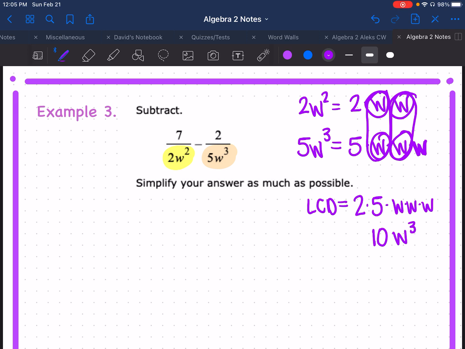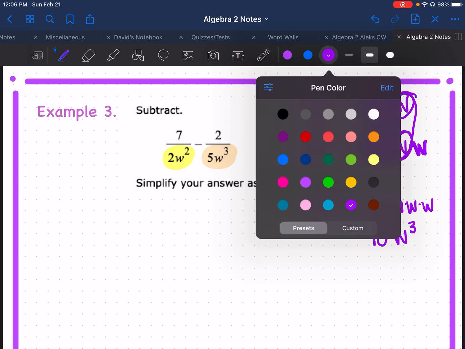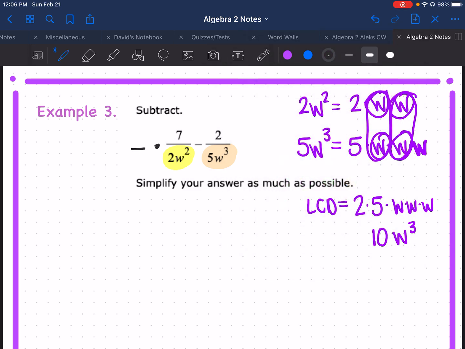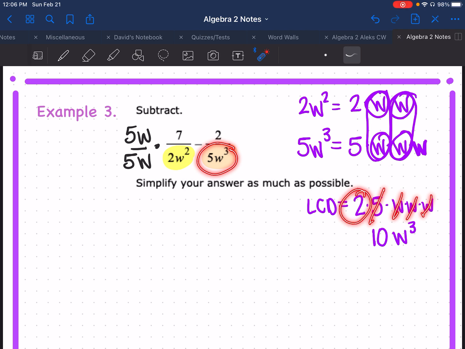All right, let's go ahead and take a look at what we need to multiply each side by. So remember, you're just looking at what you have, and you can cross it out. I need a 5, and I need a W to get to the 10W cubed. So I need a 5, and I need a W. What I do to the bottom, I have to do to the top. Let's take a look at our second one. I have the 5 and I have all 3 W's. I just need the 2 to get to the 10W cubed.